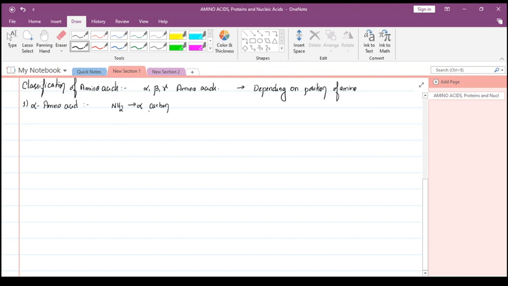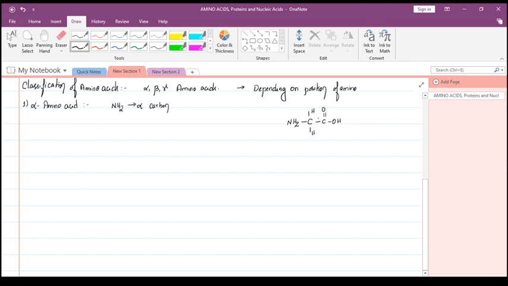Now, what is this alpha carbon and beta carbon? Let us see. I mentioned to you that there is a general formula of the amino acid, that is CH3 C double bond O OH. Here the third hydrogen is replaced by an amine group. Then it is called amino acid.